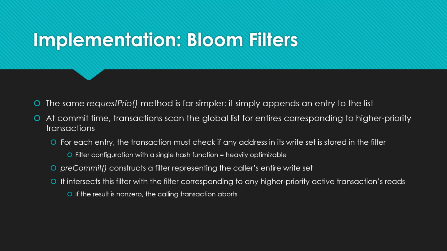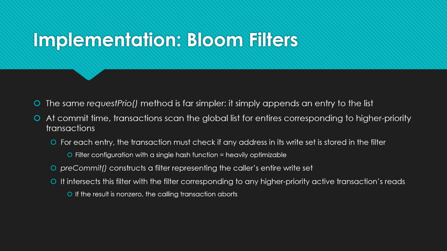Now, that same request prio function from earlier that requests the priority is far simpler. It actually just appends an entry to the list of requests. And at commit time, transactions scan through this global list for entries corresponding to any higher priority transactions. So for each entry, the transaction must check if any address in its write set is stored in the filter. Now, a filter configuration using a single hash function can make this heavily optimizable. They do recommend using multiple, but there is potential here.